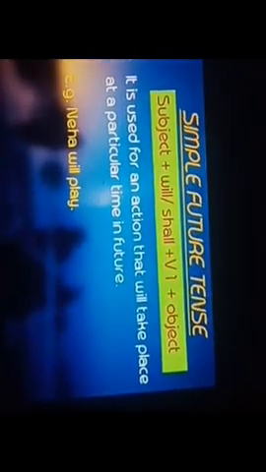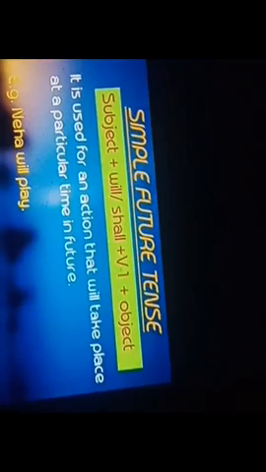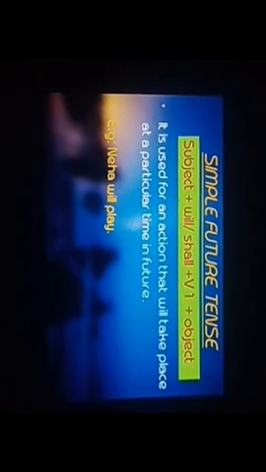Okay, now here is the example given. Neha will play. It shows that this action will take place at a particular time, which means in the future it will take place. You can consider this also. Okay, let us move further.